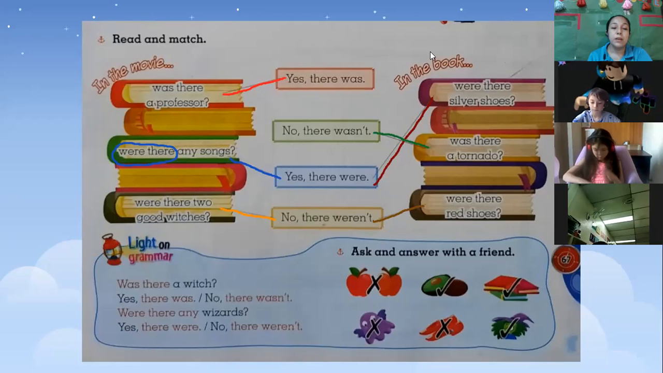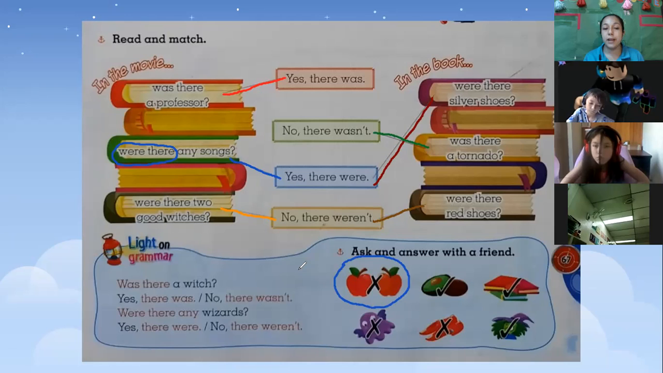Okay, let's see the first one. So if you have a cross, that means the answer is negative. If you have a little stick, that means this one is affirmative. Yes? Okay. Were there any apples here? Were there any apples? What is the answer? No, there weren't. Yes, exactly. No, there weren't.